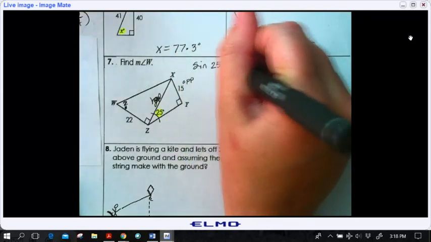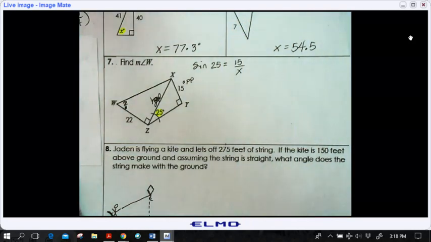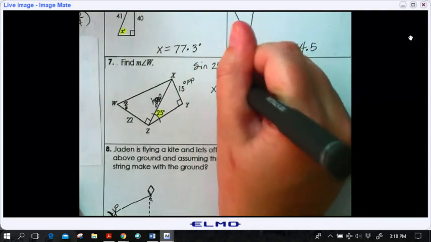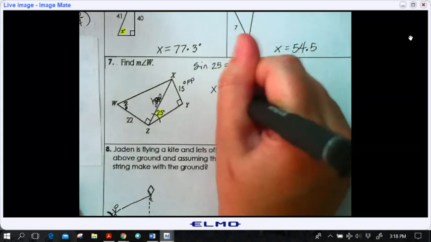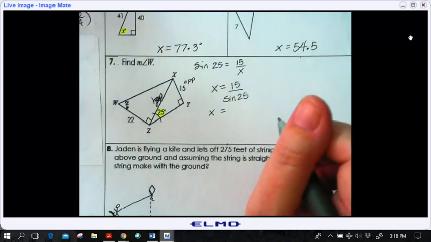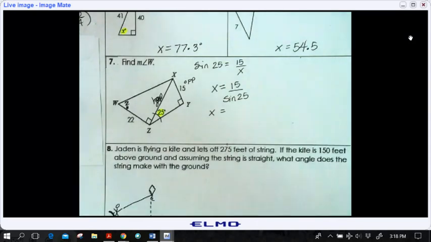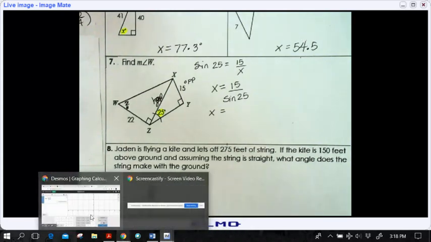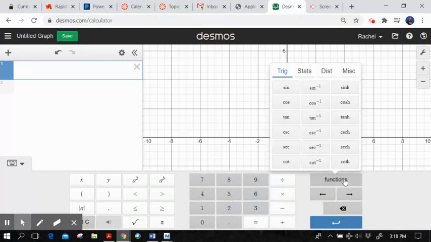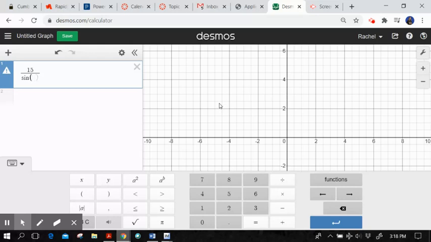The opposite is 15, and I do not know the hypotenuse. So don't forget our shortcut. We're going to flip-flop these around. X is going to equal 15 over sine 25. And so X is going to end up equaling, let's see, let's go to our Desmos calculator and type this in. So I need to use the regular old 15 first. 15 divided by, and I'm using the regular sine function because I know the angle measure, 25. And I'm going to get 35.5.